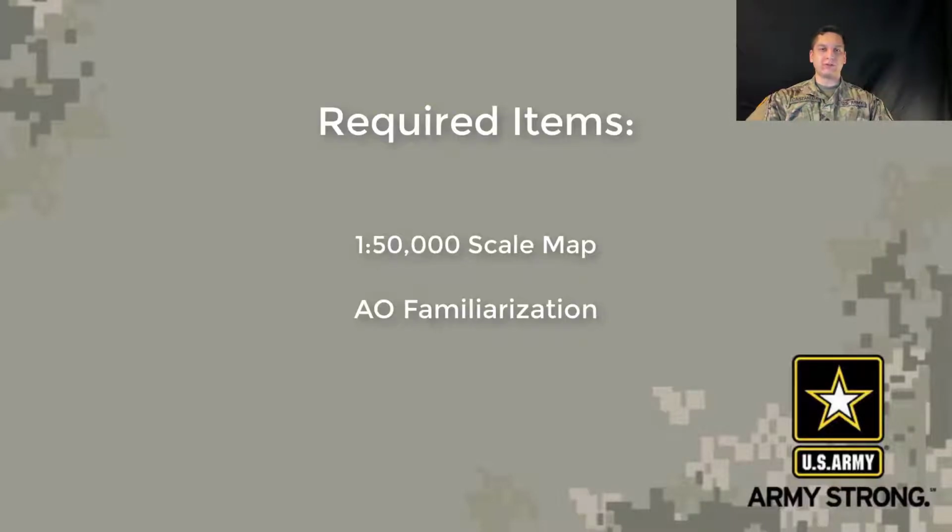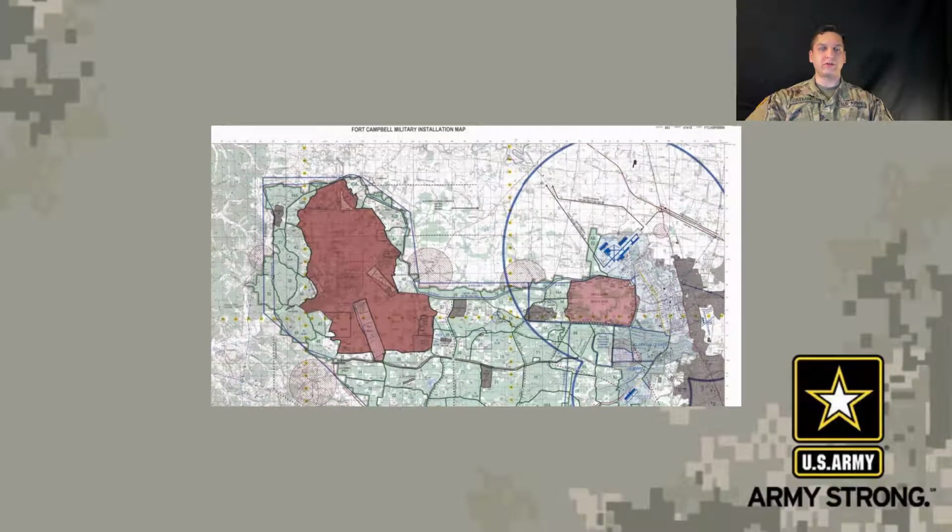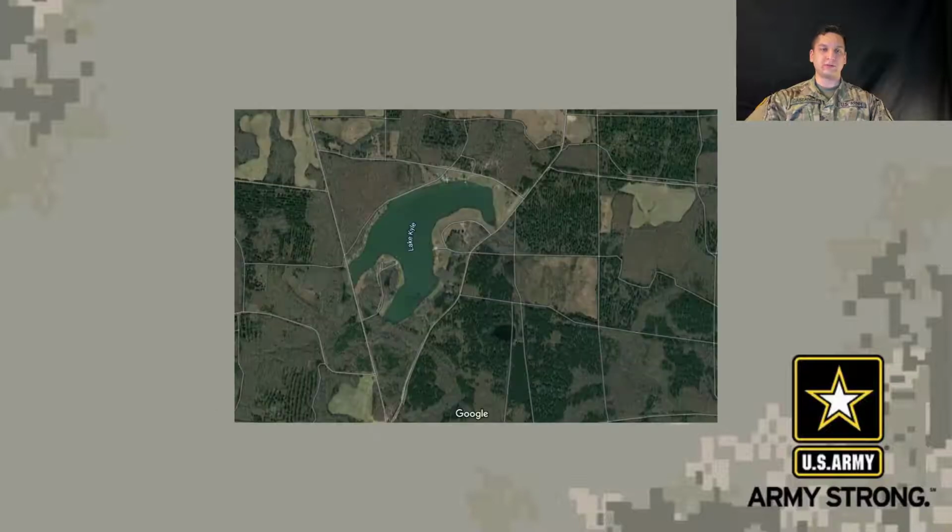And to perform this task, you will need a 1 to 50,000 scale map and some familiarization of your area of operation. I will provide the map and the area of operation. For the example of this class, we will be looking at the Fort Campbell military installation, Tennessee. I will provide on your screen a map, a standard map, and a satellite image of the intended example of your area of operation. And I will have callouts on the screen so that you can follow along easier.